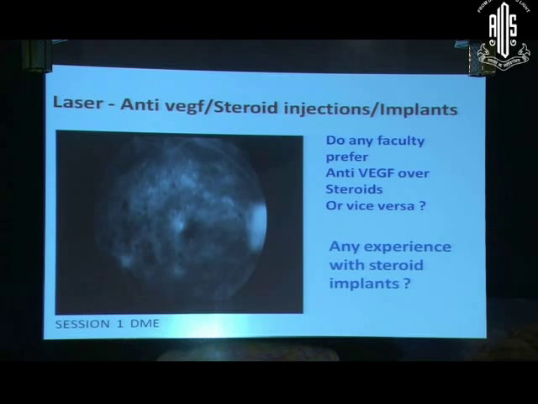Anti-VEGF. But Professor Tiwari? In selected few patients, the first choice is steroid. Professor Tiwari, anti-VEGF. Dr. Alok.